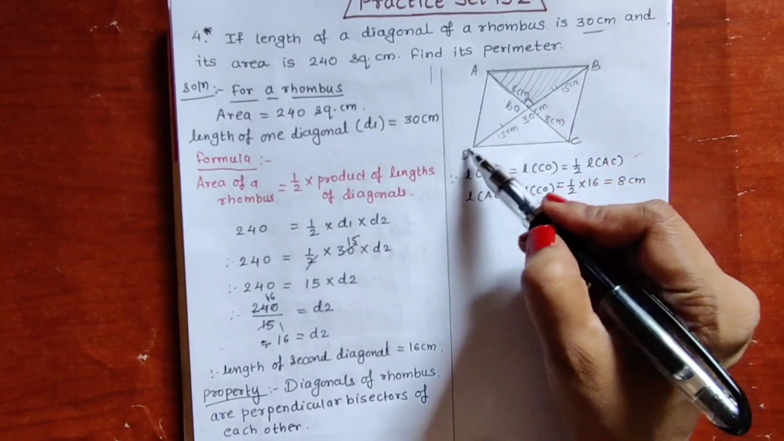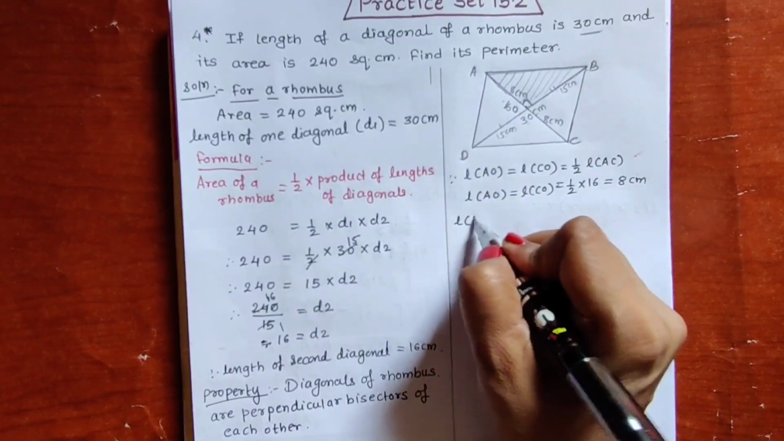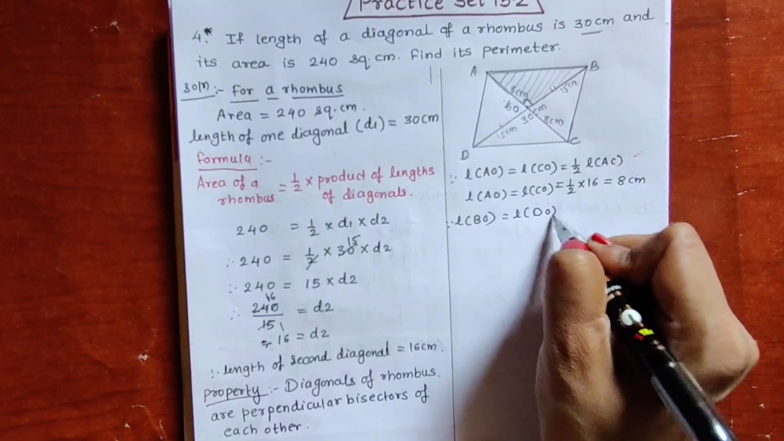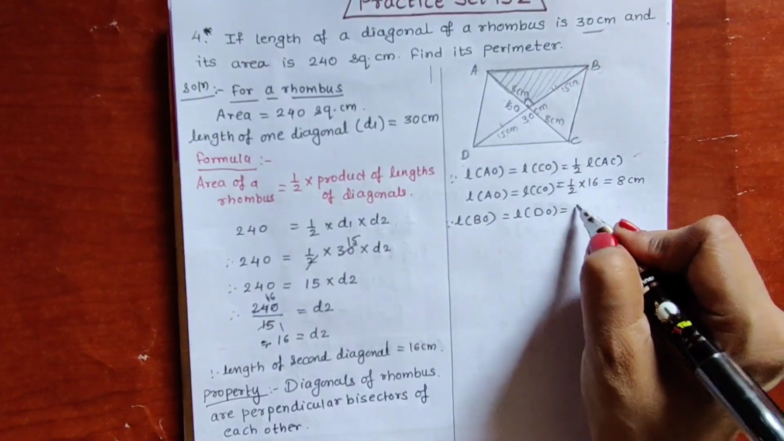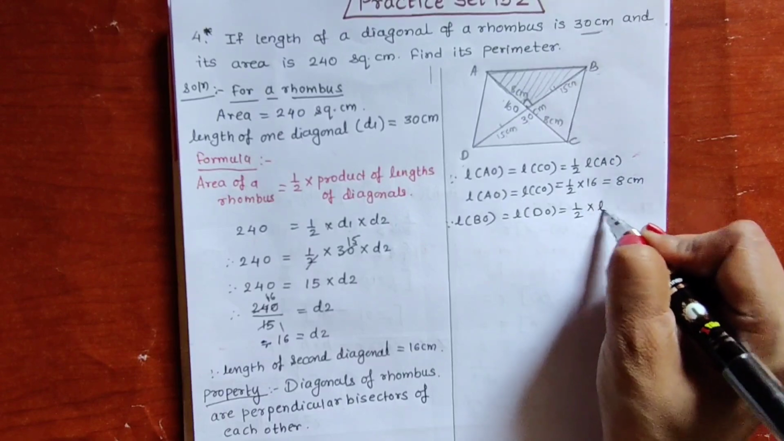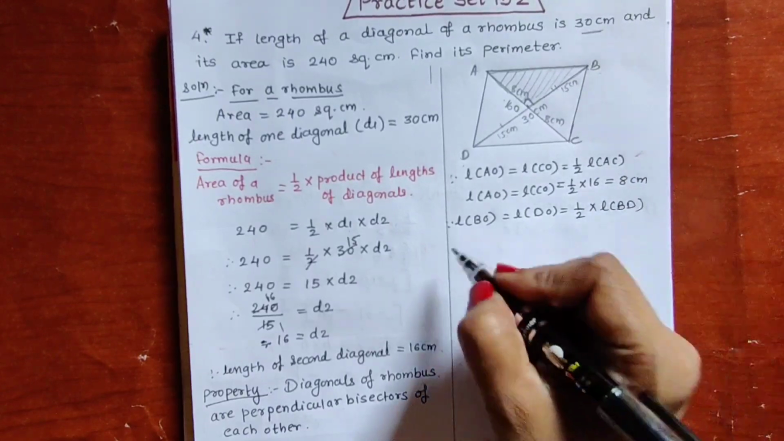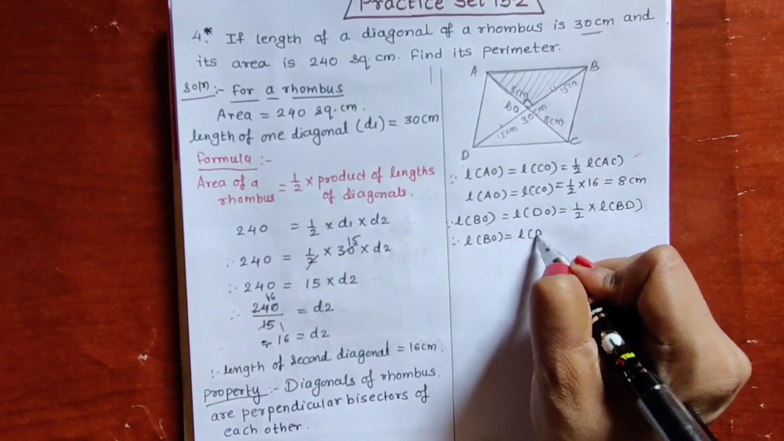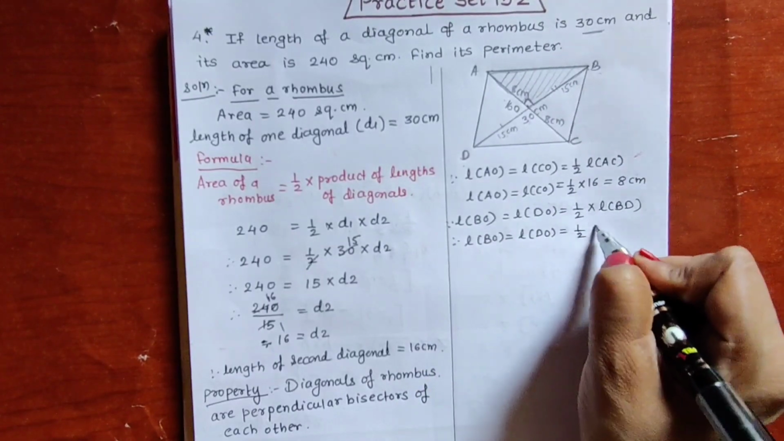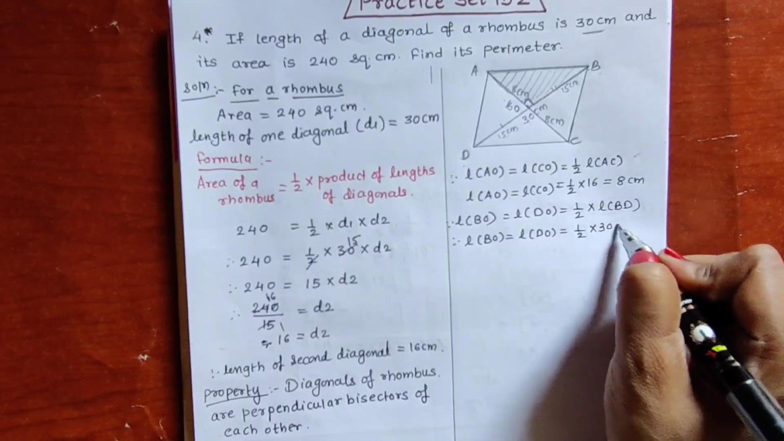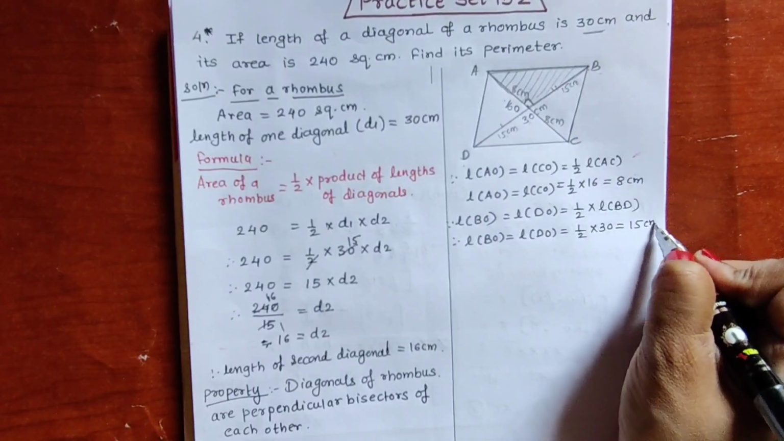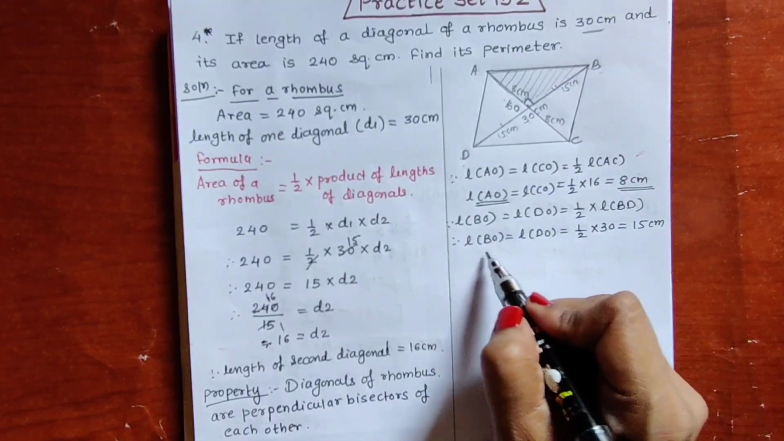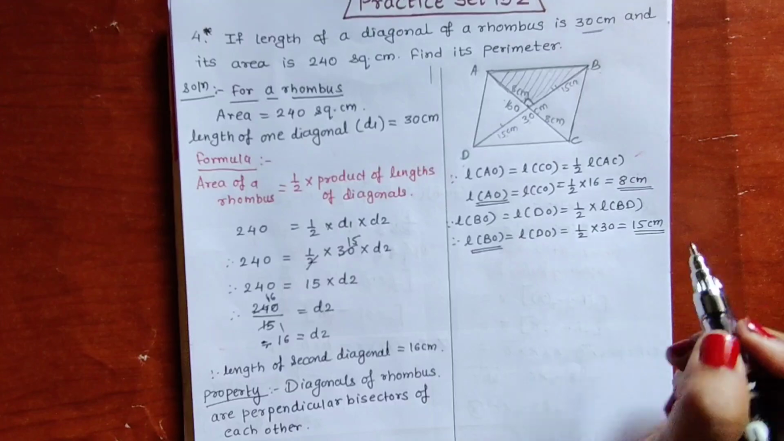Similarly, we can find BO and DO. Length BO is equal to length DO, and they will be half of length BD. And therefore length BO is equal to length DO is equal to 1 upon 2 into 30, and they will be equal to 15 centimeter. So AO is equal to 8 centimeter and BO is equal to 15 centimeter.